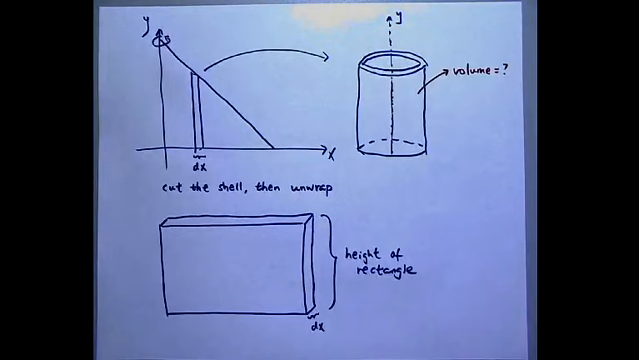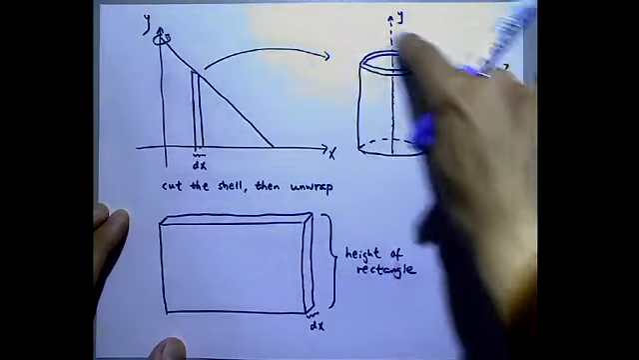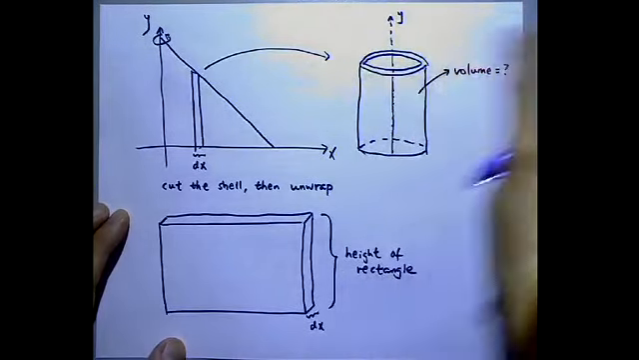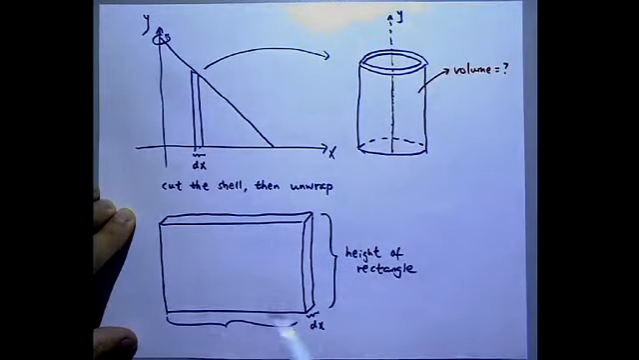What about the length? How long is this rectangle? Geometrically, what is this length? Good. This length here is the circumference of the cylinder, right? The cross-sectional cylinder. So that's the circumference.